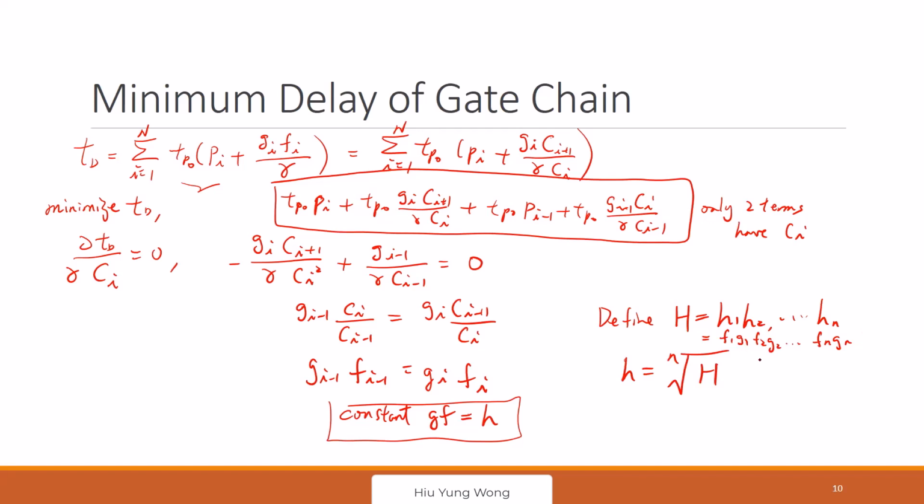Or we can further define that this is equal to capital G times F. No, this is not capital G times F. I will discuss this later. Okay, so in summary, sorry for the glitch. You can go back to take a look again, but this is as simple as the inverter. It is that for every stage, we want to have the same GF or same H. Okay, any questions?